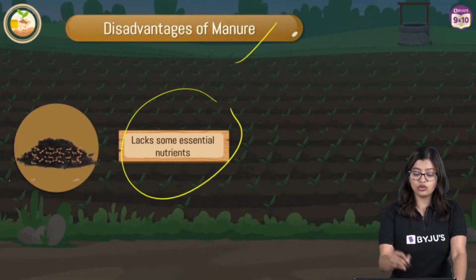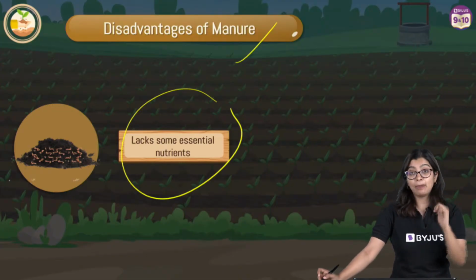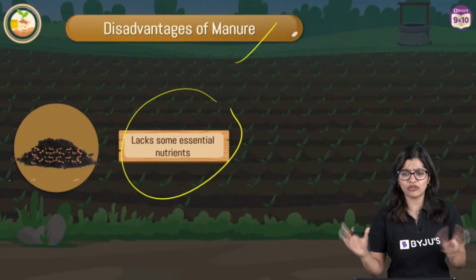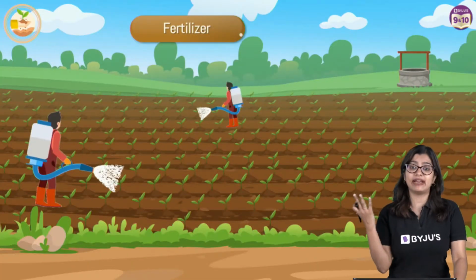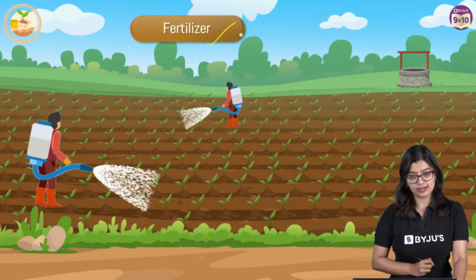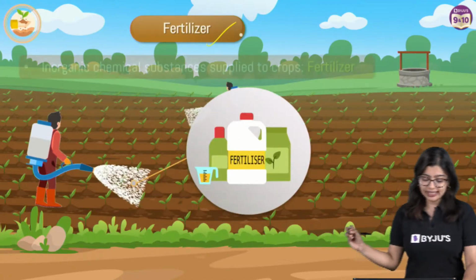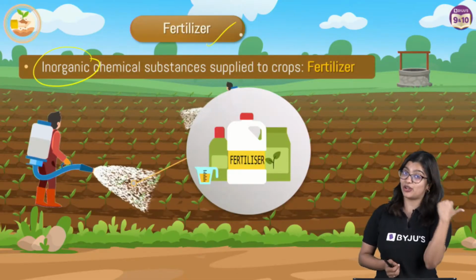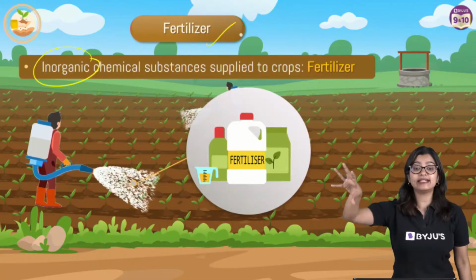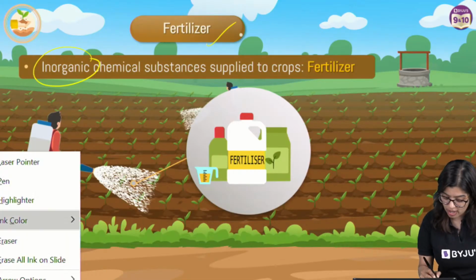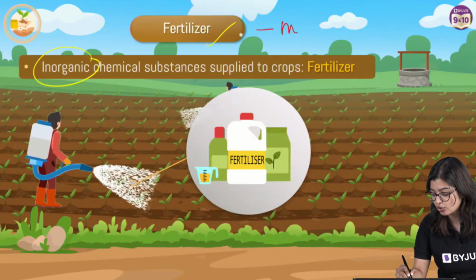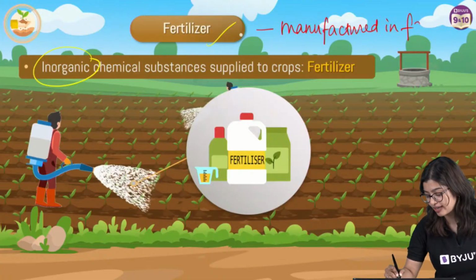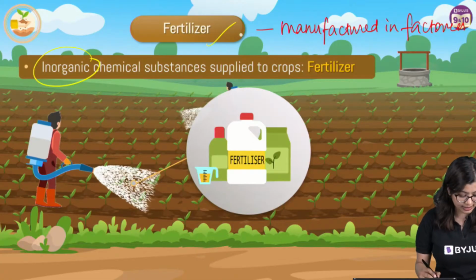Now, this is all about using natural or eco-friendly ways. But let's assume the farmer has some capital, some amount of money, and wants to cultivate at a larger scale. Then he can use fertilizers. Fertilizers are inorganic substances. Unlike manure and compost, which are organic, these are inorganic chemical substances that are manufactured in factories.